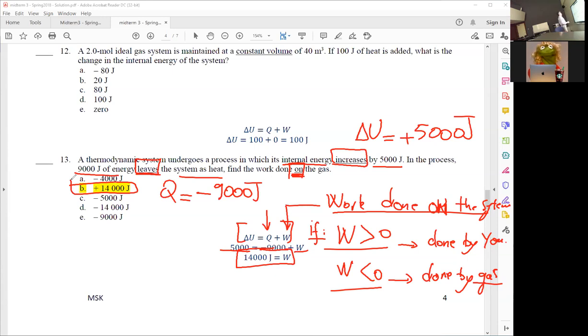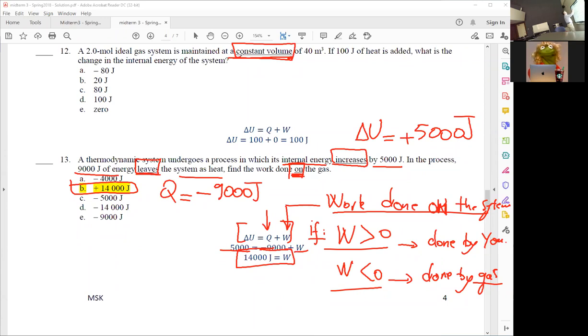Now, question number 12. A 2-mole ideal gas system is maintained at a constant volume of 40 cubic meters. Keyword: constant volume. You remind me, guys, how do we call a process that is happening at constant volume? Yes, Faiza, Anin, isochoric process.